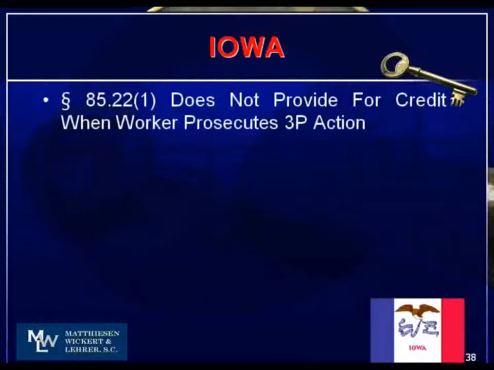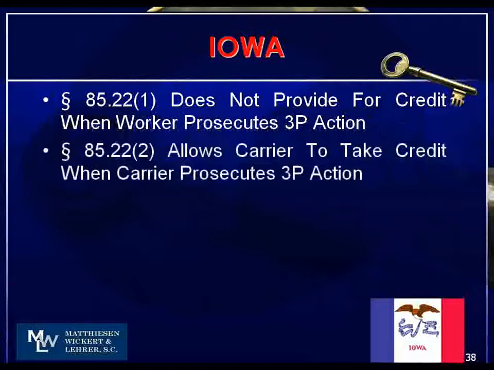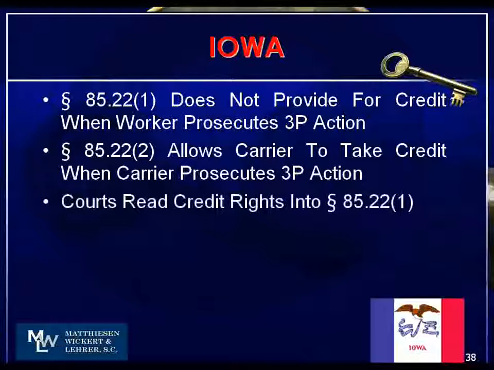In Iowa, the subrogation statute does not provide for a credit when the worker prosecutes the third-party action. It allows the carrier to take a credit when the carrier prosecutes the third-party action. Important to remember. The court also reads certain credit rights into 85.22, although they're not set forth in there. So don't let the plaintiff's attorney tell you you're not entitled to it.